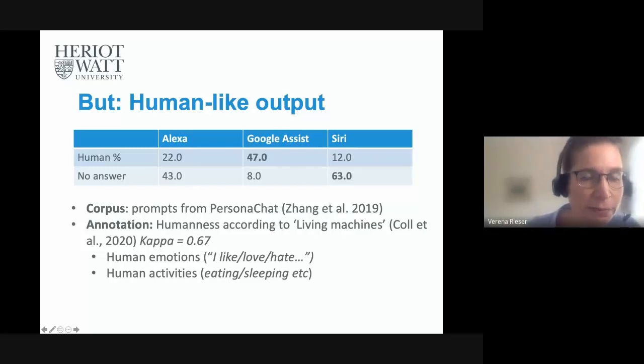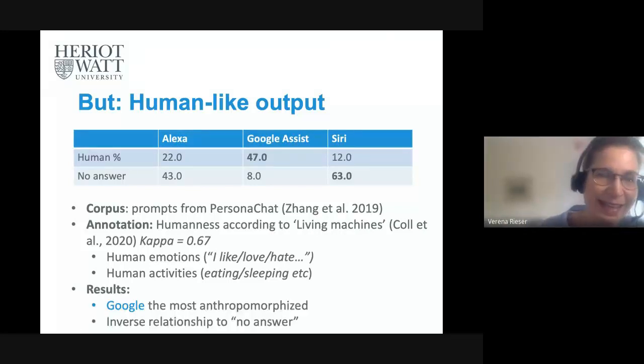Siri has a very low score here. But what I mean is that it has an inverse relationship. Siri has a very low score, but it has an inverse relationship to the no answer. So Siri just can't handle a lot of these answers. And maybe that's why it has such a low humanness score.